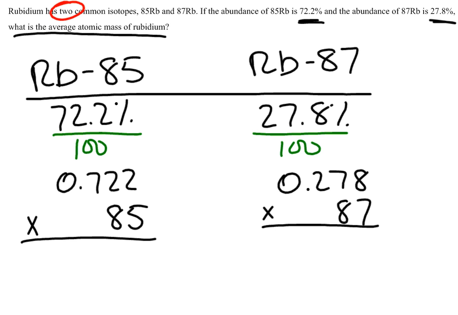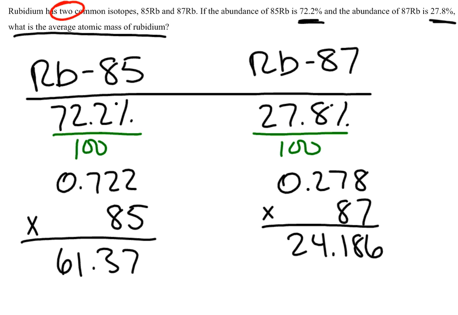Now my next step is to multiply 0.722 times 85, and I'm going to end up with 61.37. And then I'm going to go 0.278 times 87, and I'll get 24.186. Now, if you're looking at this going, well, Mr. Rapp, you're not really following sig fig rules.